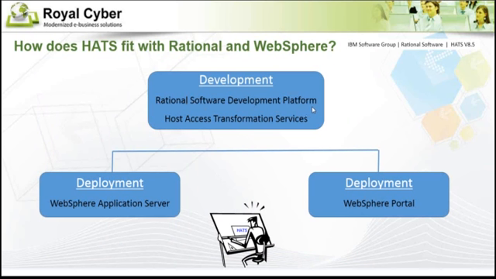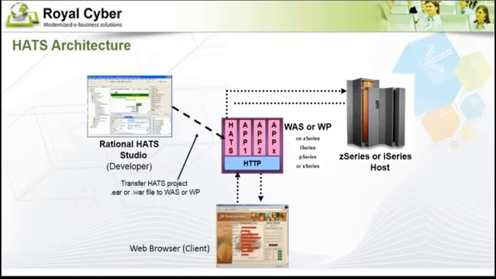The HATS toolkit can be installed into a Rational software development platform like Rational Application Developer 8.5 or Rational Business Developer 8.5 or Rational Software Architect, WebSphere Integration Developer, from which you create your HATS application. You may then deploy your HATS application to a WebSphere application server or WebSphere portal server. Running on any of a variety of operating systems, it gets deployed as an enterprise archive, EAR or WAR.